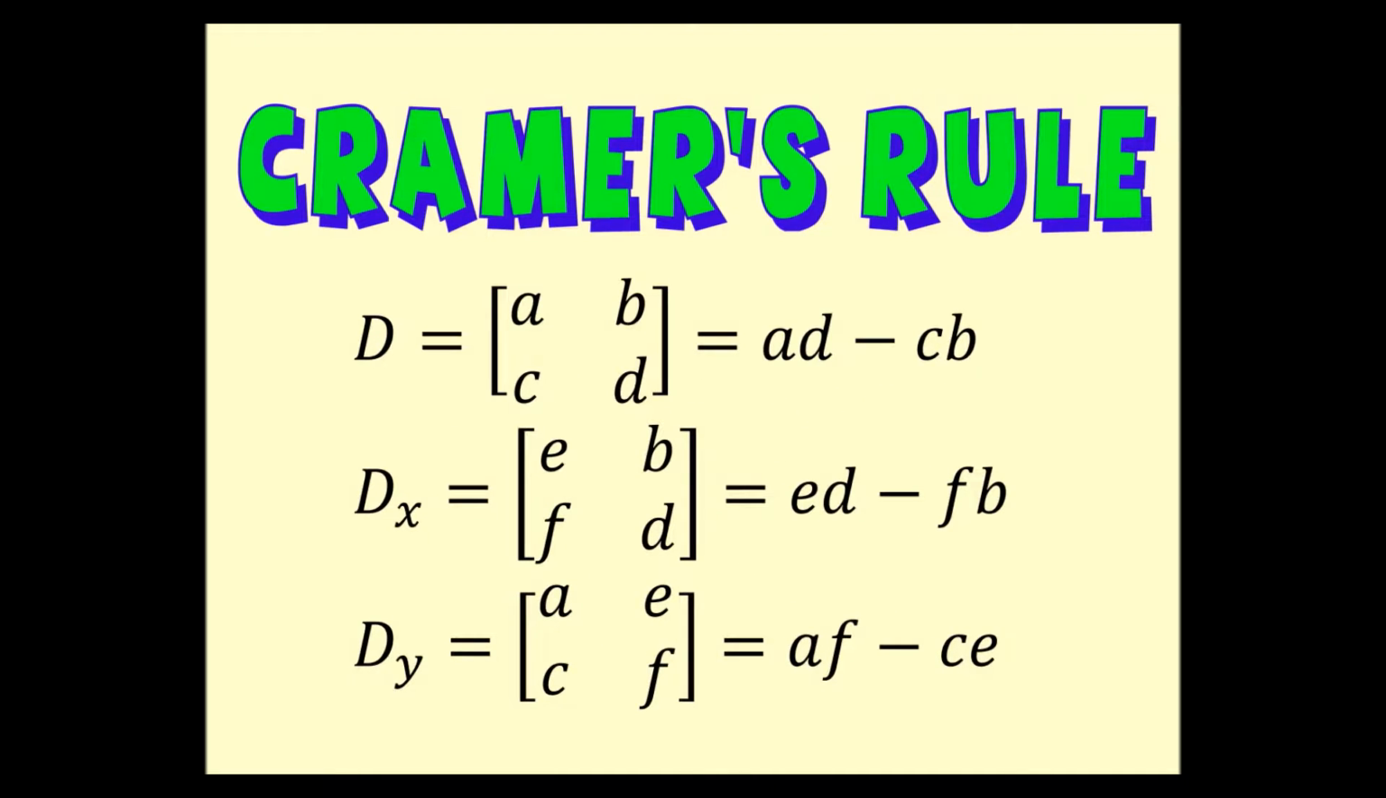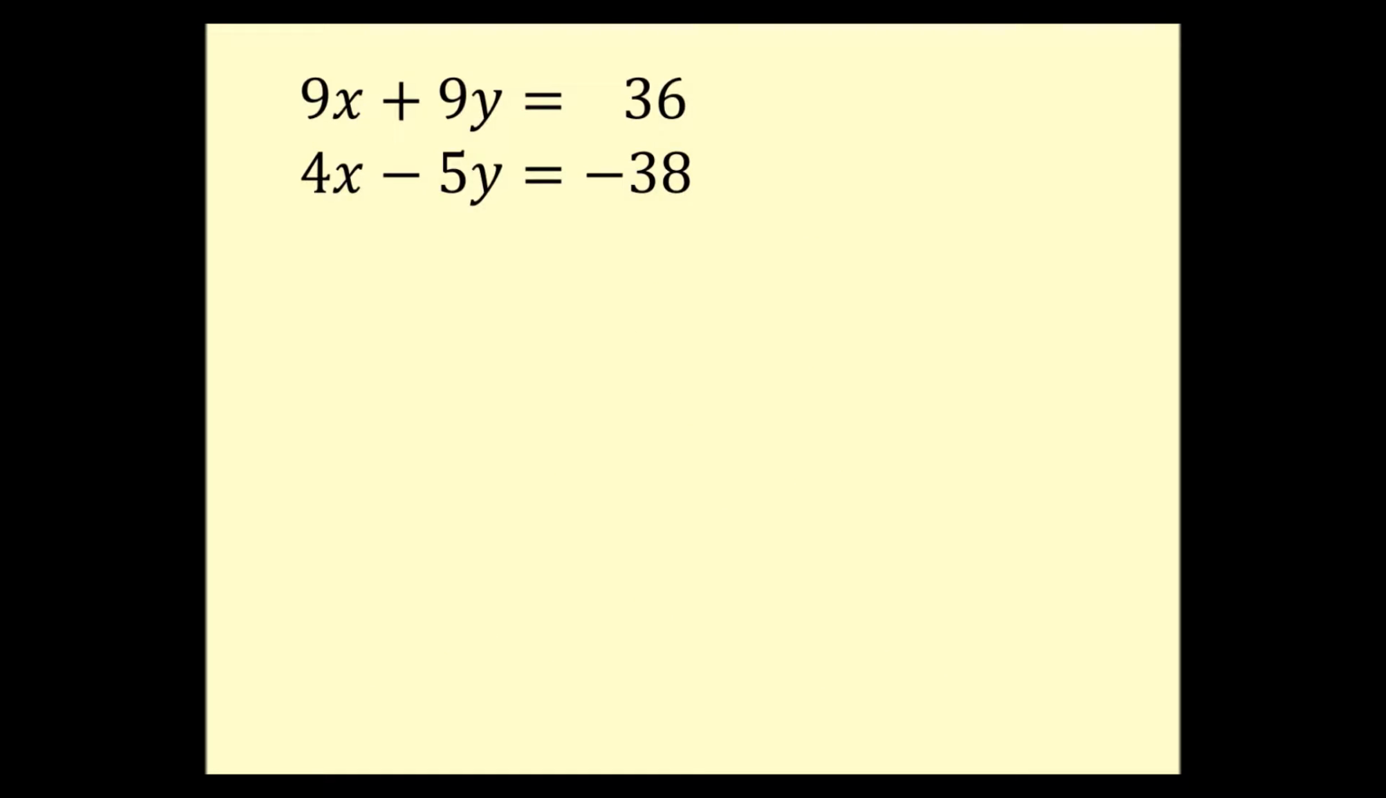Today we're going to solve a system of two linear equations using Cramer's rule. Cramer's rule uses matrices and determinants to find the solution to a system of equations. The system of equations we're going to solve is 9x plus 9y equals 36 and 4x minus 5y equals negative 38. However, instead of using the variables in the process as we would using traditional methods, we're going to use just the numbers in the equations, the x's, the y's, and the constants.